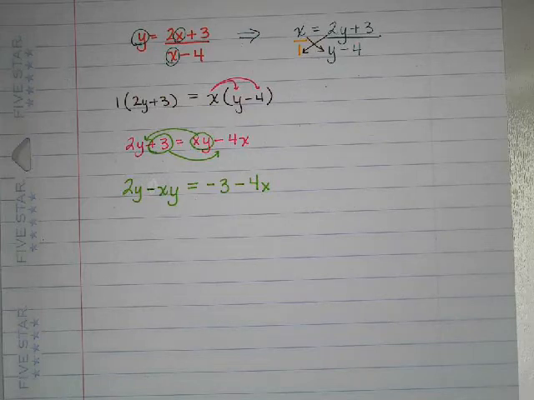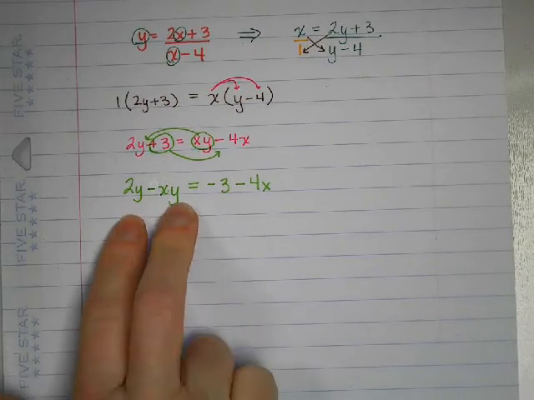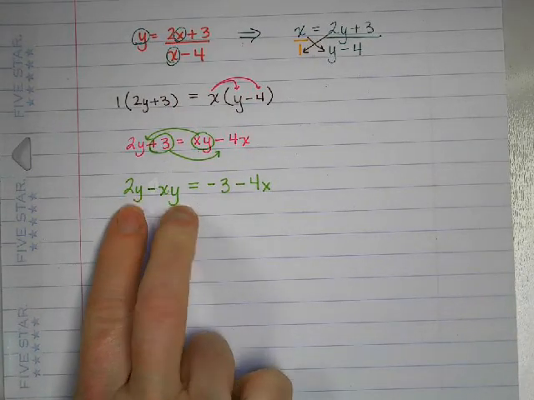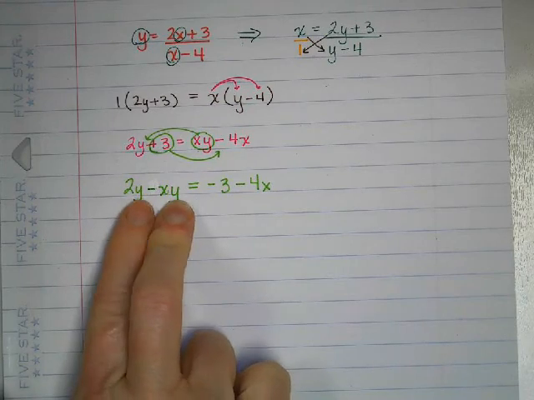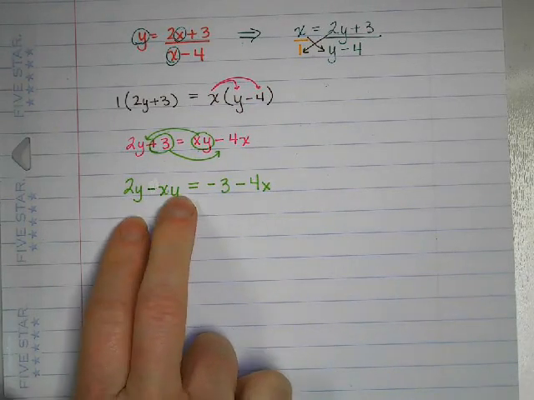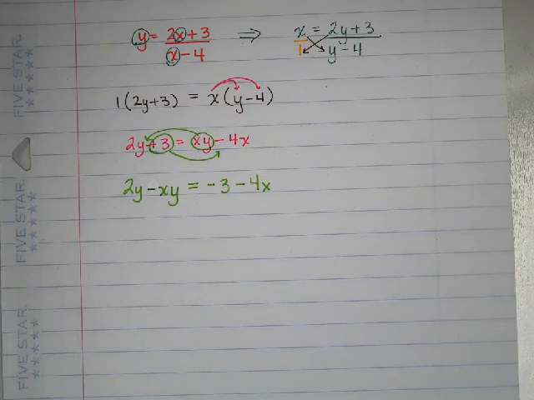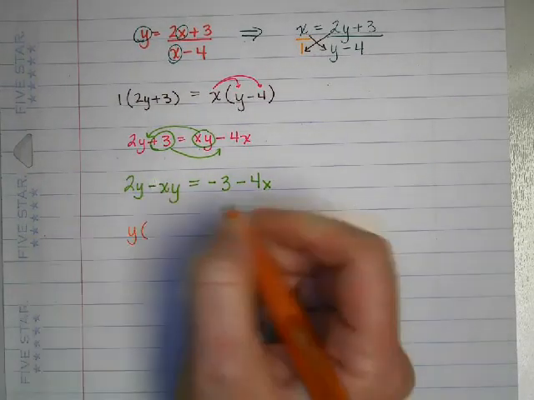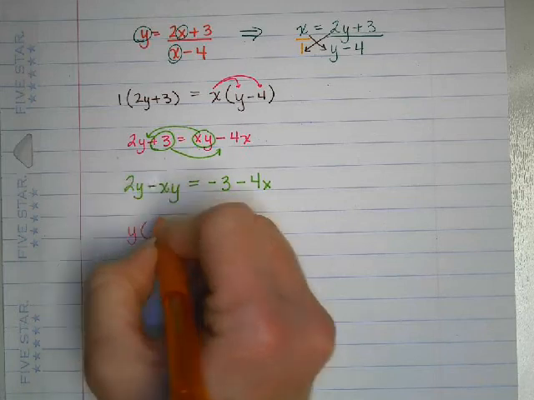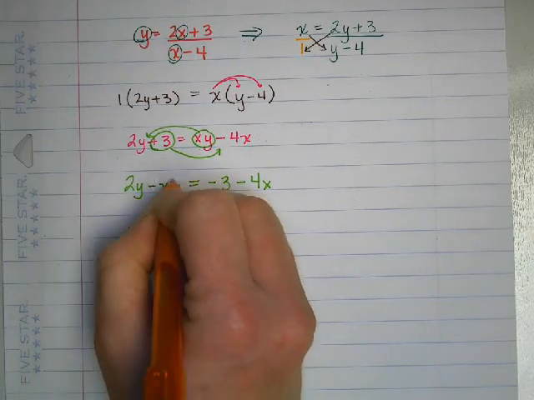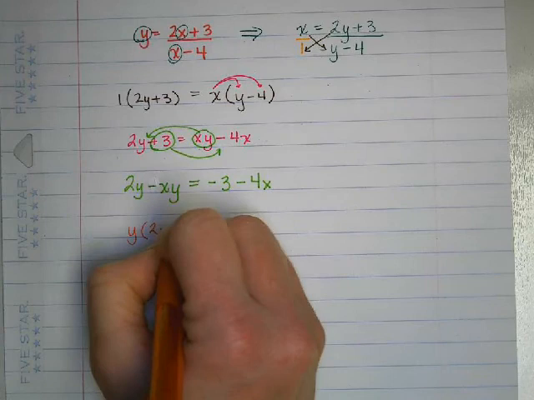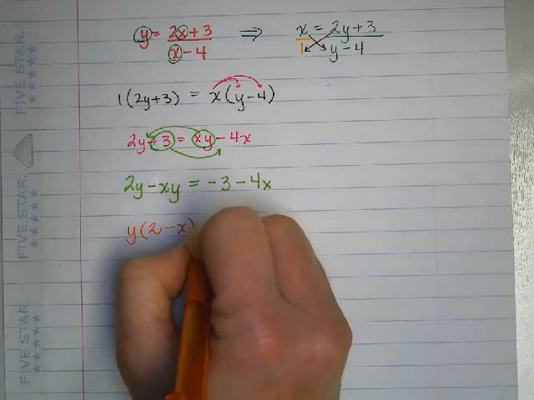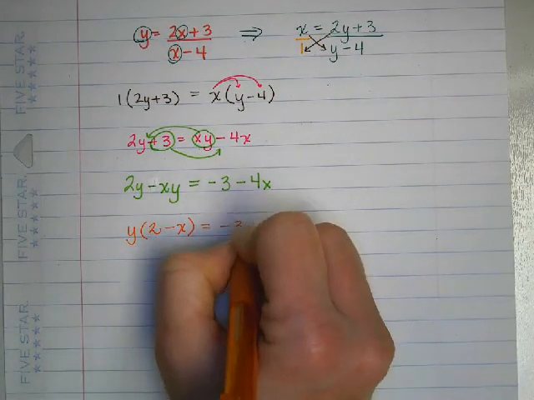Well, what you're going to do is look at this and factor it. What is the greatest common factor between 2y and negative xy? Really, what's the only thing they have in common? The only thing they have in common in this situation is y. So I'm going to factor y out. If I divide a y out of 2y, it leaves me 2. And if I divide a y out of negative xy, it leaves me minus x. That equals negative 3 minus 4x.